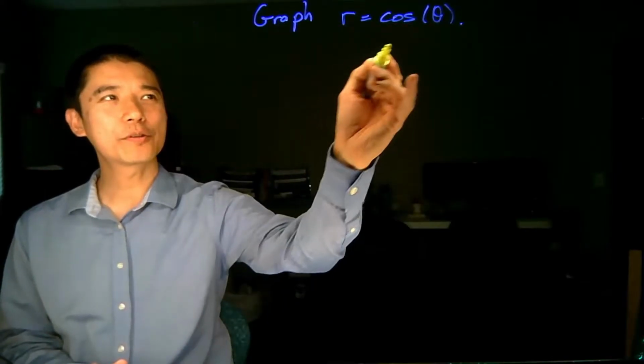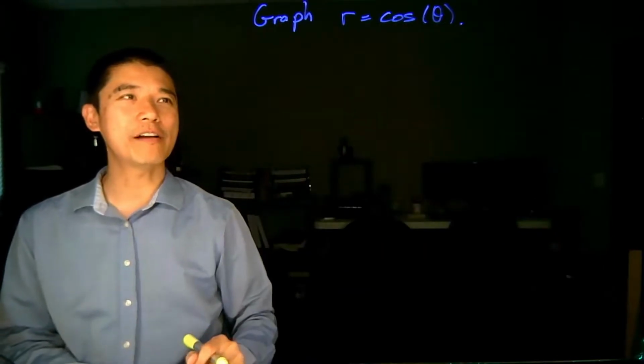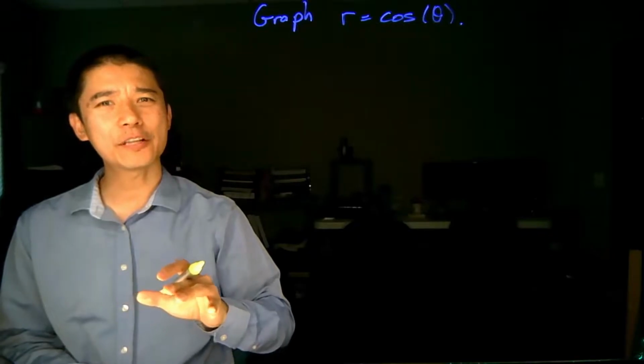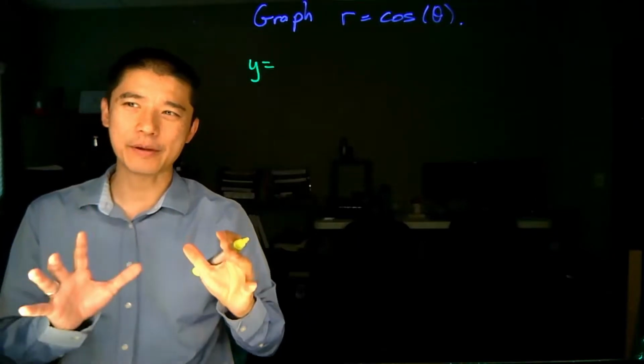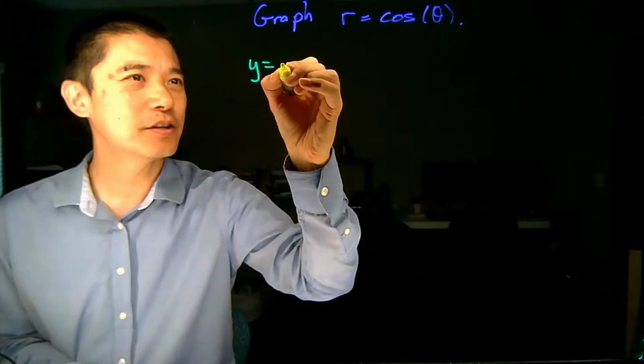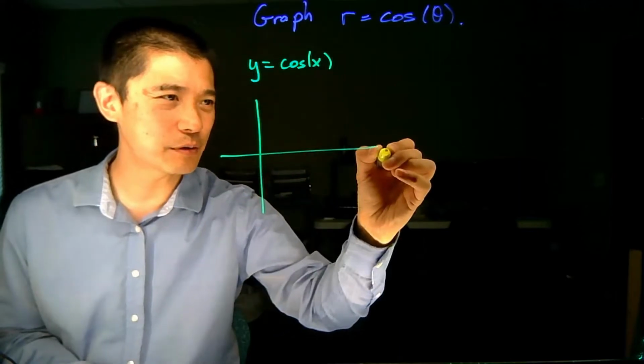Graph r equals cosine of theta. Now remember, the r and the theta refer to some polar coordinates graph. But we're actually going to start off by looking at this in the xy plane. And the reason why is that this will help us think about the values that we're interested in. So y equals cosine of x. What does that graph look like? Well, we've seen this before.